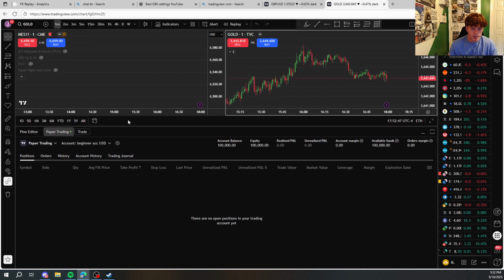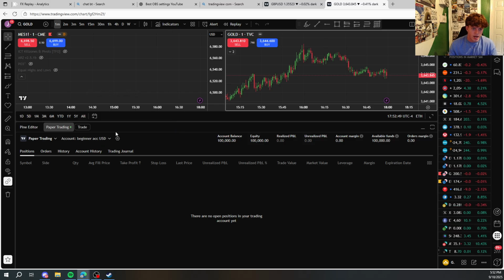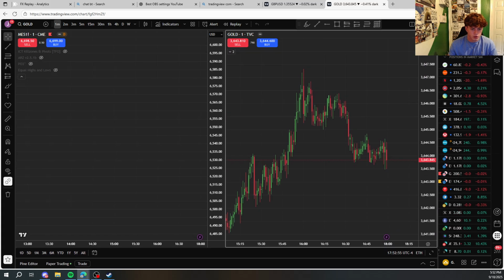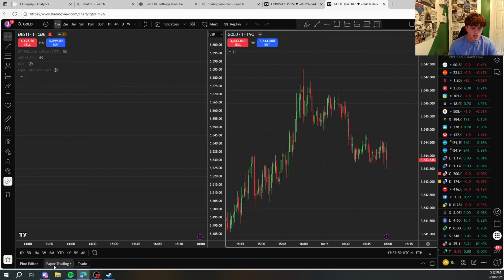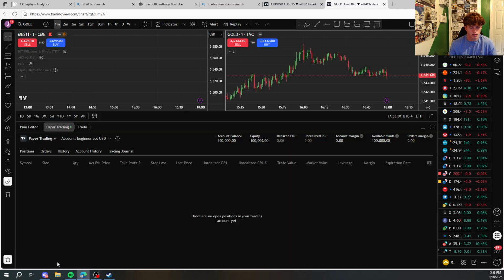Paper trading is a simulation. I just made this account to show you guys what you can do. What you're going to do is, once you log on to TradingView and make your account and whatnot, you're going to come down here. It's going to say trading panel, and then you find paper trading. It looks like that.